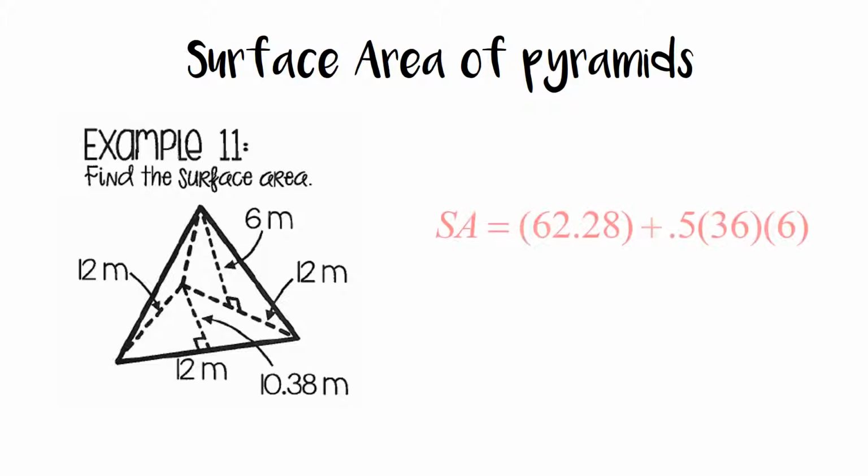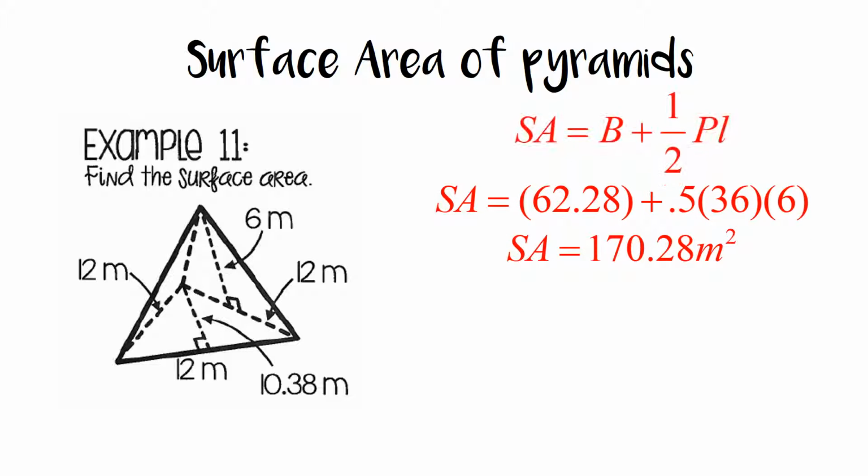Okay, example number 11. We're using the same formula. There it is. B plus 1/2 times P times L. So the area of our base, which is a triangle, is 1/2 times 12 times 10.38, plus now we have a regular triangle or an equilateral triangle, so my P is 12 plus 12 plus 12, which is 36, and they gave me the slant height of 6. So we're taking 1/2 times 36 times 6, plus 62.28, gives me a total surface area of 170.28.